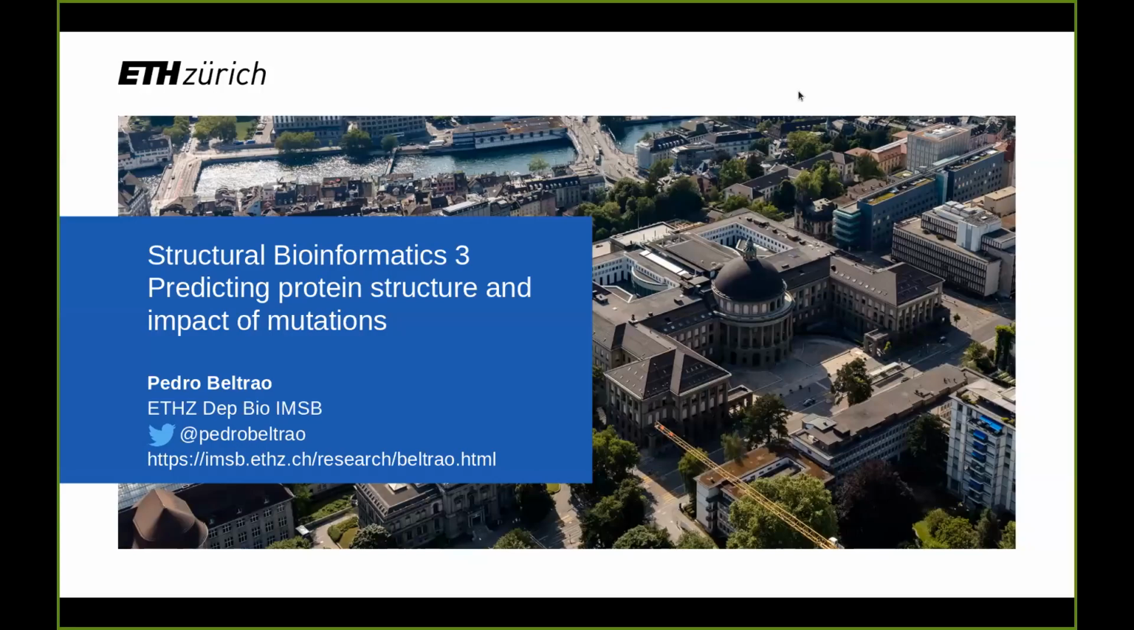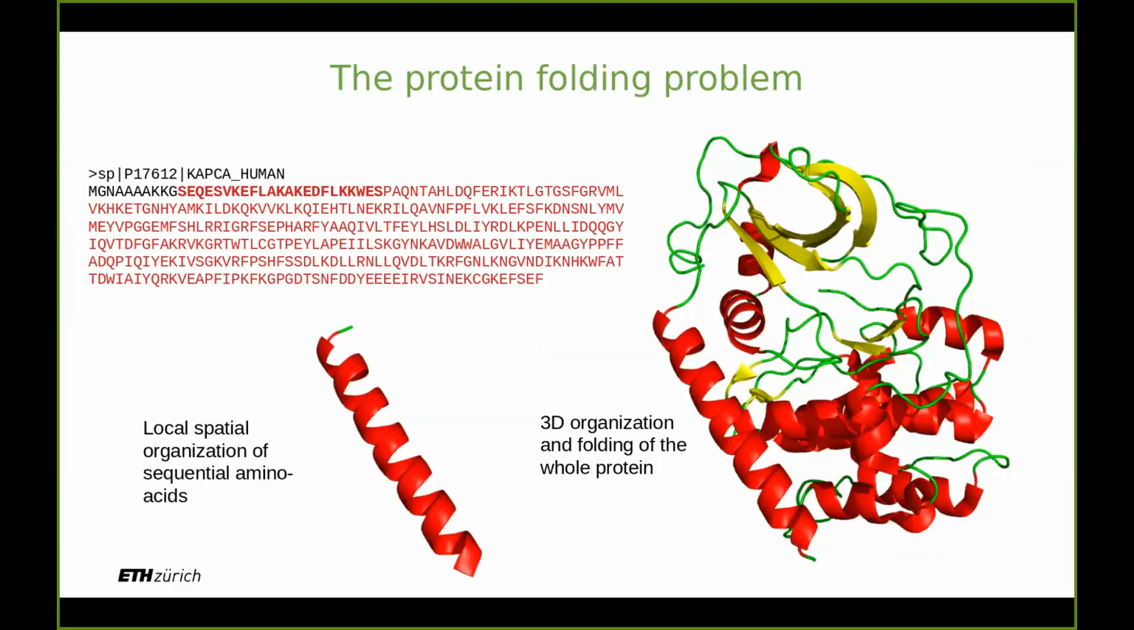Hello, welcome back. In this third class on structural bioinformatics, we'll be talking about two topics: one that relates to predicting protein structures from sequences, and the other about predicting the impact of mutations. This video gives you some introductory material about these topics. I'm going to start by describing generally the folding problem and some of the key ideas that have helped to make predictions about structures from sequences.